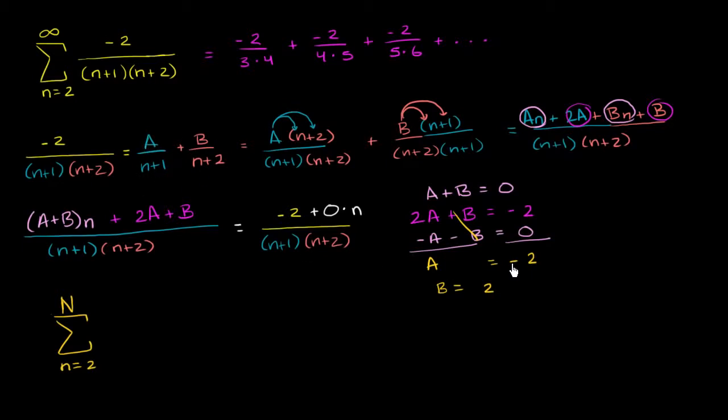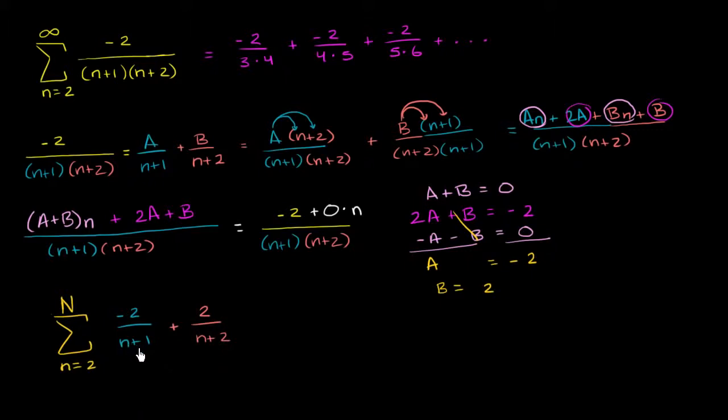So a is negative 2, so it's negative 2 over n plus 1. And then b is 2, so plus 2 over n plus 2. So once again, I've just expressed this as a finite sum. Later, we could take the limit as capital N approaches infinity to figure out what this thing is. And b, we don't write b anymore. We now know that b is 2 over n plus 2.